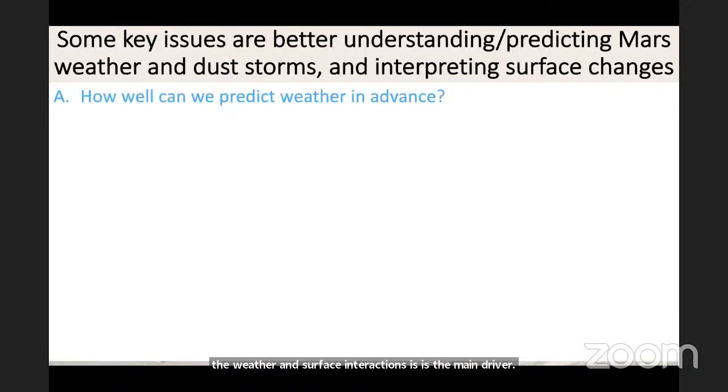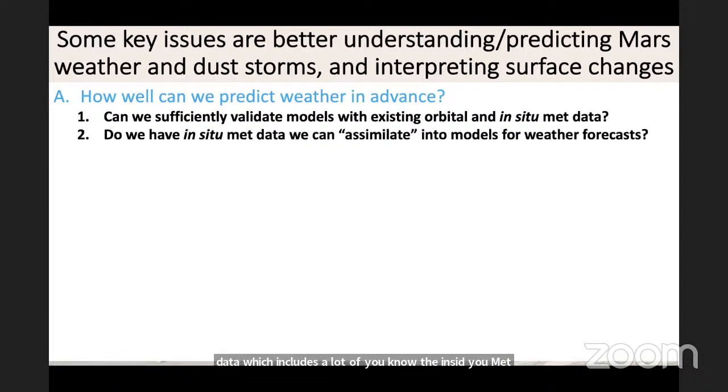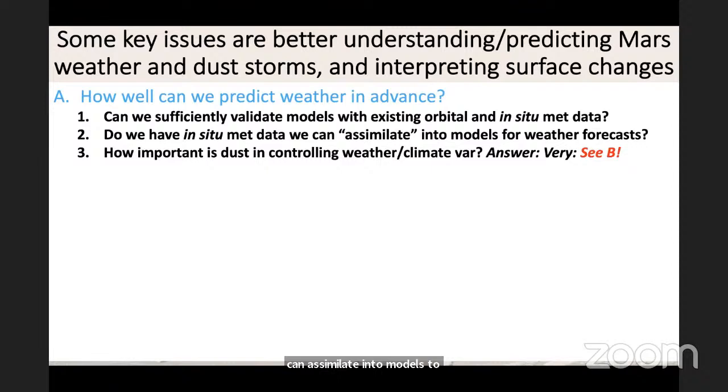So I've basically broken these things down into some key categories. Category A: how well can we predict weather in advance? Part of that comes down to, can we validate atmospheric models with the existing data, which includes a lot of the in-situ met data? Do we have in-situ surface met data that we can assimilate into models to do better weather forecasting the same way we do on Earth? And how important is dust in controlling weather and climate variability? The answer is, very, on Mars.